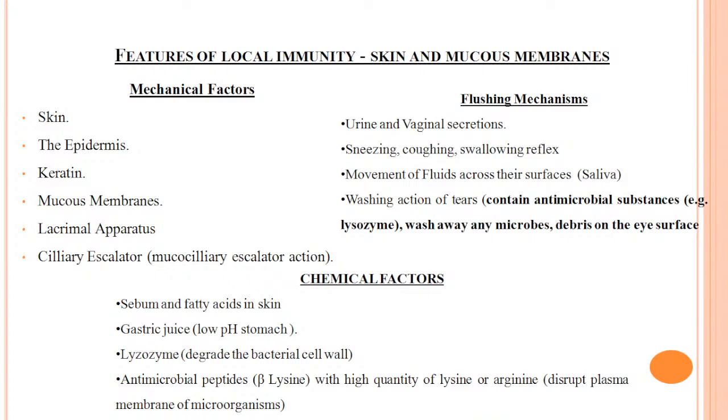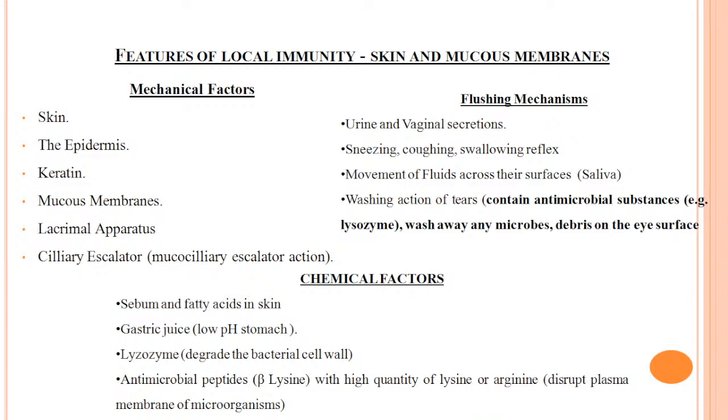Mechanical factors of local immunity include skin, epidermis, keratin, mucosal membrane, lacrimal apparatus, and ciliary escalator. All these mechanical factors provide mechanical protection of the human organism against different pathogens. So if there is any wound or incision on the skin or mucosal membrane, these are portals for entry of pathogenic microorganisms into the human organism. So it helps in causing infection.